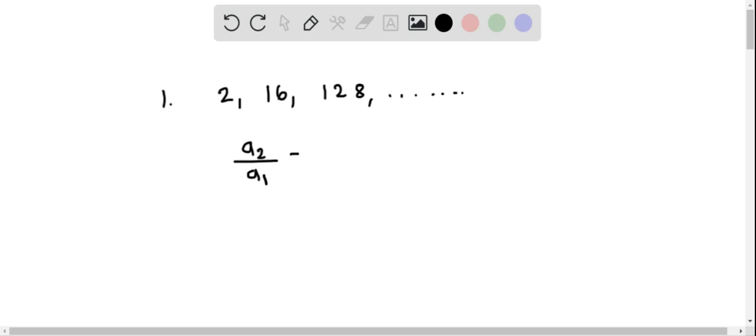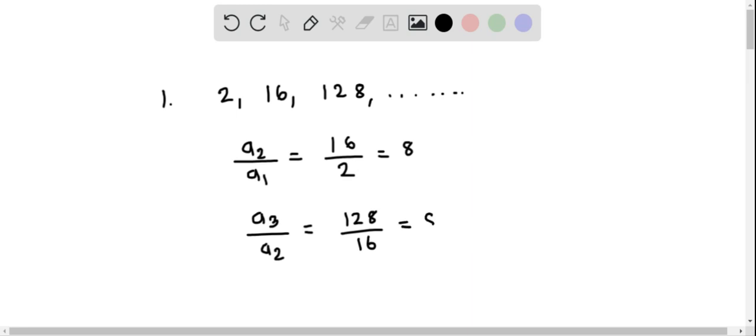That is the second term divided by the first term, and this gives the ratio that is 16 over 2, and this equals 8. And also find the ratio between a3 and a2, that is a3 over a2, and this equals 128 over 16, and this is also 8. So we say that these two ratios are the same, that is the ratio between the consecutive terms are the same. So therefore we say that the common ratio is equal to 8.